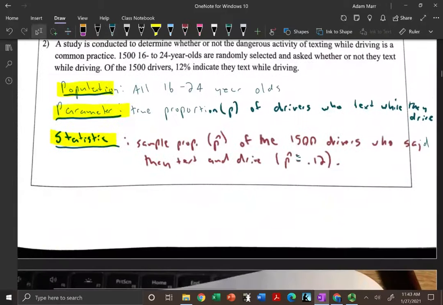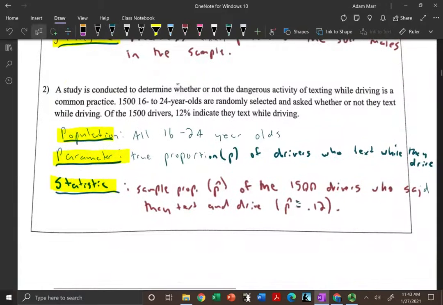Okay, for number two rather. Studies want to determine whether or not the dangerous activity of texting while driving is a common practice. We have 1,500 16 to 24-year-olds randomly selected and asked whether or not they text while driving. Of the 1,500 drivers, 12% indicate that they text while they drive. So the population is all 16 to 24-year-olds, right? The parameter is based on the population. So this looks like it's a proportion right here.